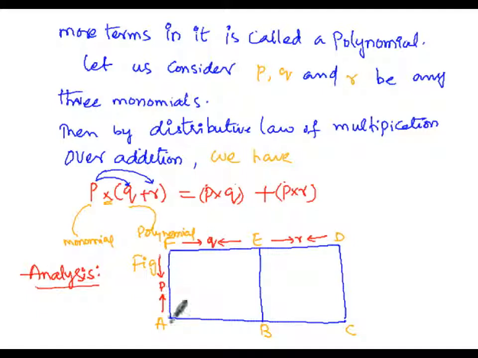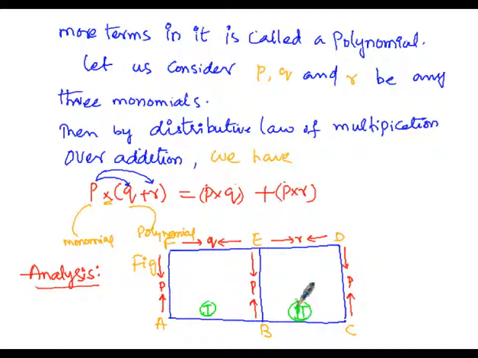If AF is P units, automatically BE will also be P units, and similarly CD will also be P units, because they are opposite sides in a rectangle. The opposite sides in a rectangle are equal, according to the properties of a rectangle. Then let us call the rectangle ABEF rectangle number 1, and BCDE rectangle number 2.